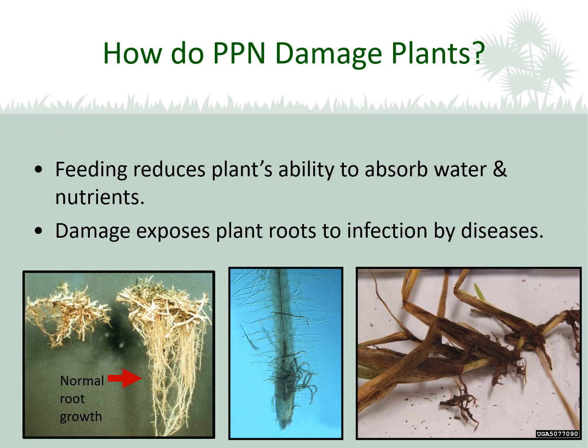They damage plants by reducing the plant's abilities to absorb water and nutrients. This damage exposes plant roots to infections by diseases. Here we see the difference between healthy, normal roots and infected roots. And there's another example of an infected root, the stubbiness of it.